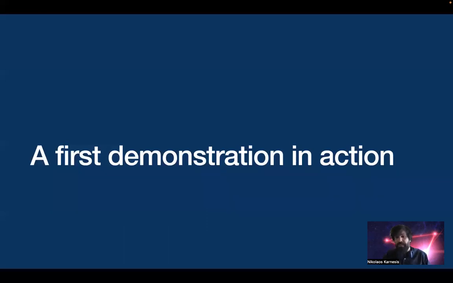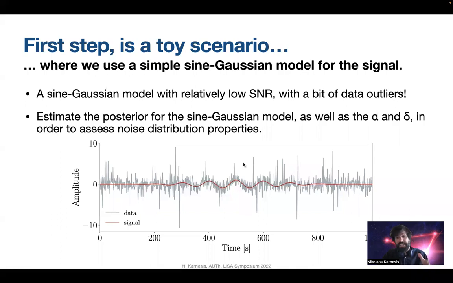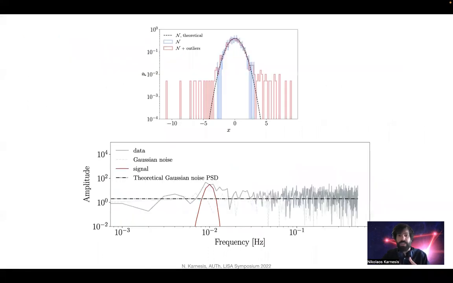So the first demonstration is just a very, very silly toy model that I have devised just to help me also understand how to use this. I have injected some Gaussian noise that has a bit of outliers, right? So it's not Gaussian anymore after this, and we have to estimate the posterior for the parameters of the sine Gaussian model and also alpha and delta and see how it works.